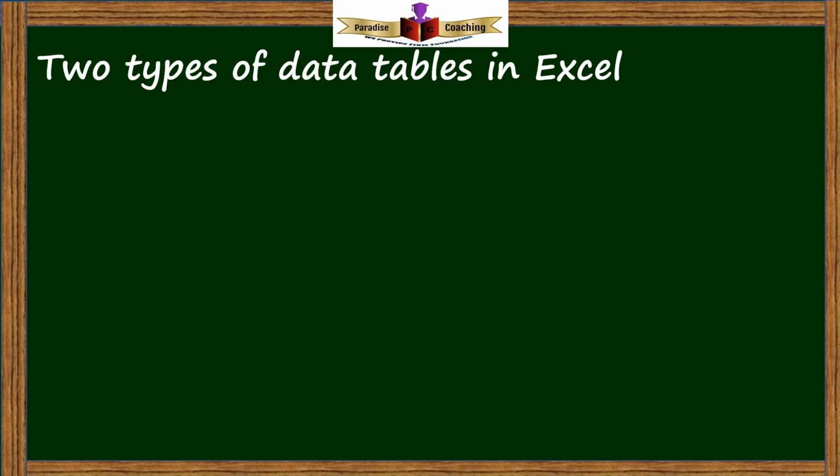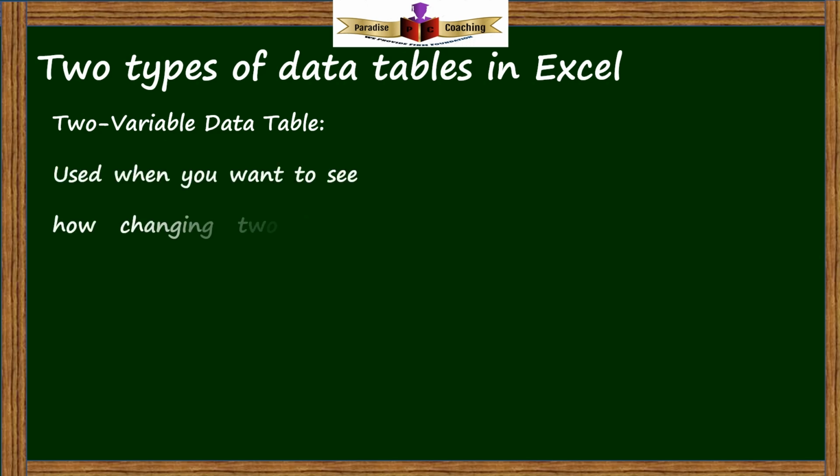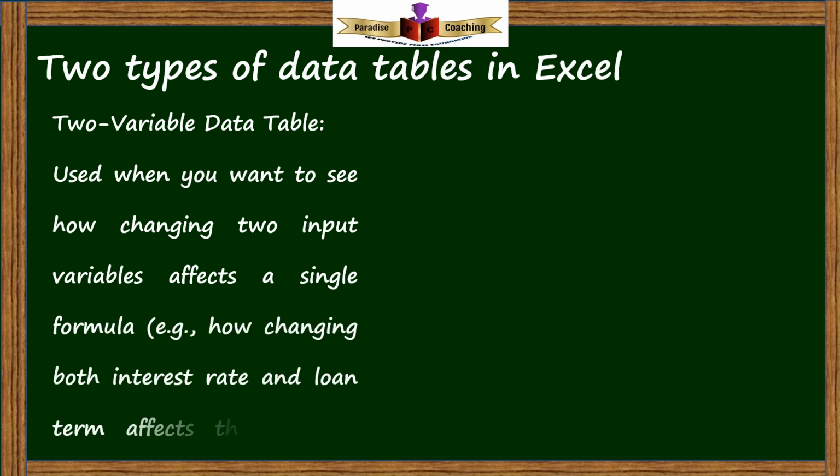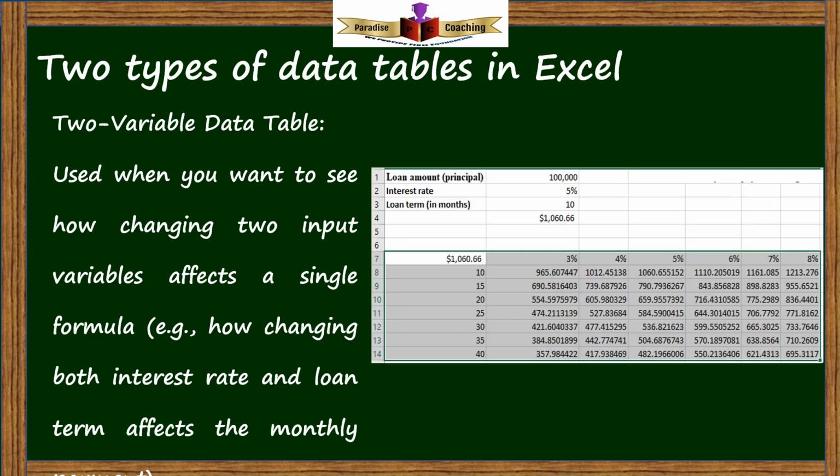Two-variable data table. Used when you want to see how changing two input variables affects a single formula, e.g., how changing both interest rate and loan term affects the monthly payment. How it works: you enter different input values in both a row and a column, and Excel will calculate the output for every combination of inputs.